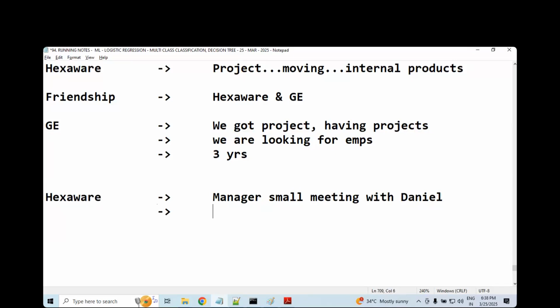Then he explained the whole scenario. Hey Daniel, we have one requirement. Of course you are working in your current project, we appreciate that. But we have one client, the client name is GE. They do have projects. We are planning for you to go to their location and work with the client.